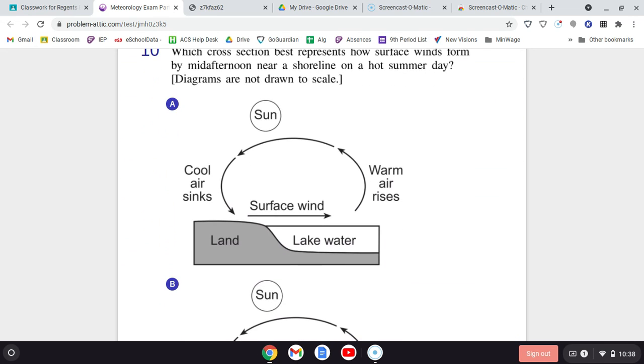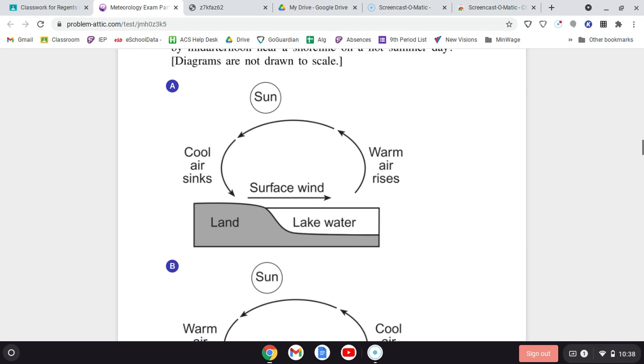Let's see, number 10. Which cross-section best represents how surface winds form by mid-afternoon near a shoreline on a hot summer day?